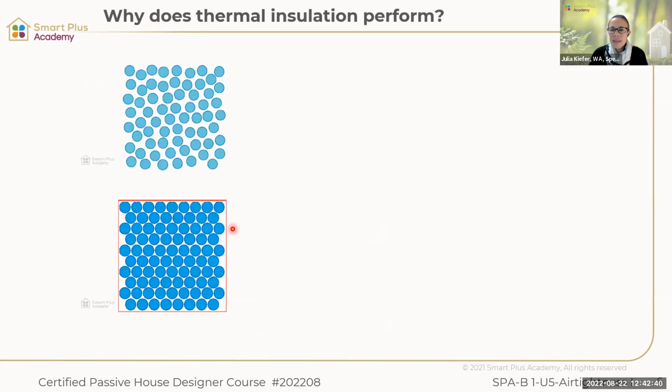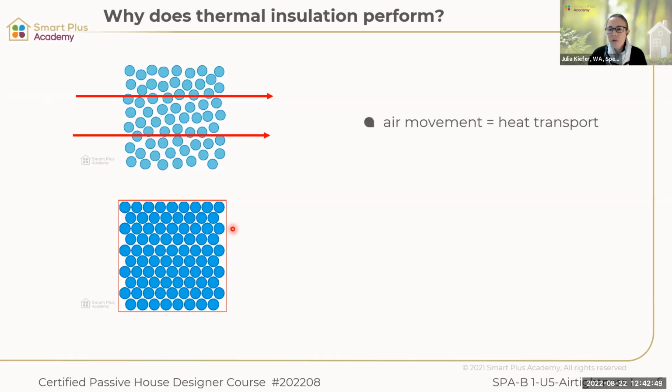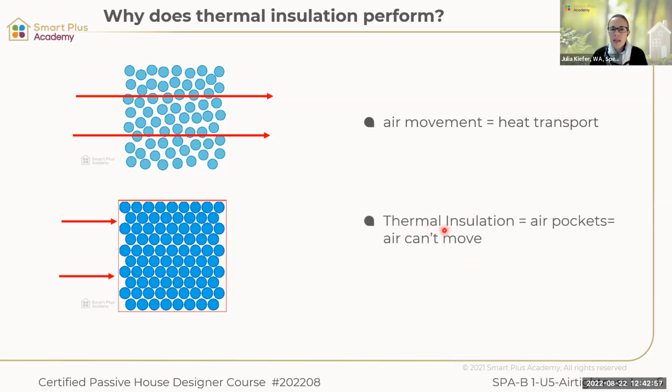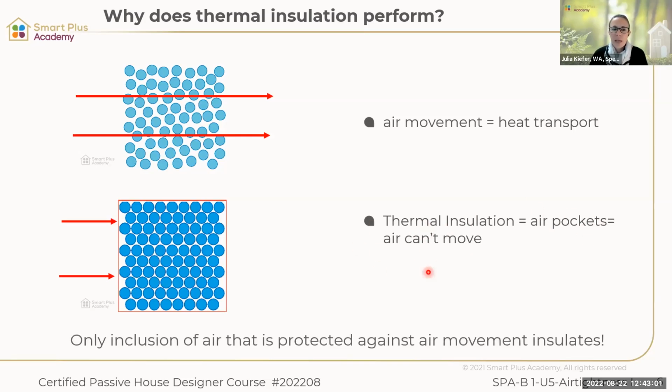So that's exactly the same thing we're doing with our thermal insulation. The thermal insulation doesn't perform if the air is moving through it, because air movement always means heat transport. But only once you stop that air movement can we talk about the thermal insulation. So thermal insulation means still air pockets where the air can't move. And only if the air pockets are protected against air movements, then we have an insulating property.